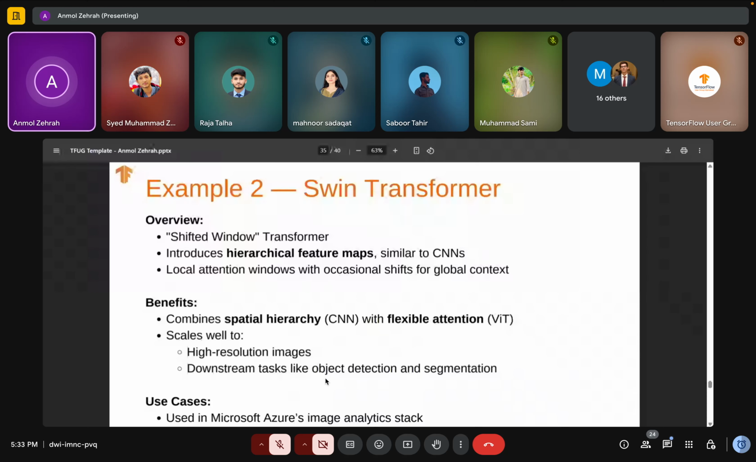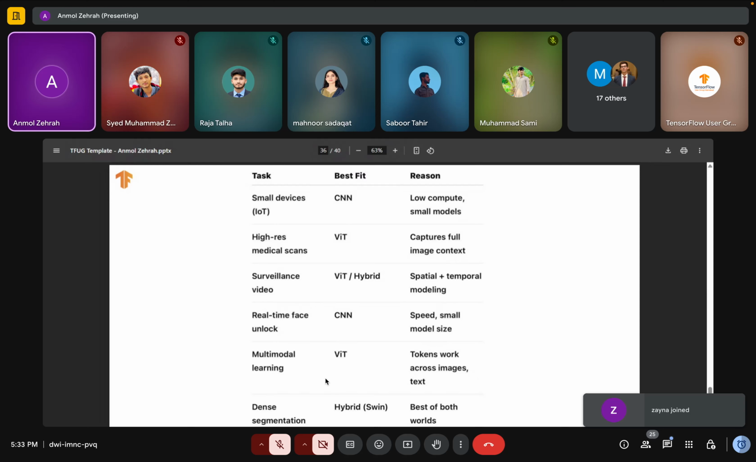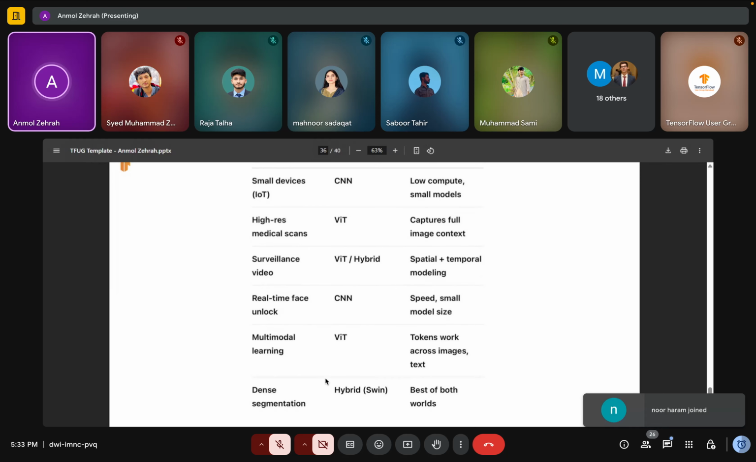Now, a quick look: if we're using small devices, we're going to prefer CNNs. If you're using high resolution medical scans, then we would prefer VITs, because we require the full image context. When we talk about surveillance windows, we might go for a hybrid architecture, because in such a scenario we need both spatial and temporal modeling, right? Then in real time face unlock, we would prefer CNNs, because we need it to be very fast. And if there is very dense segmentation, then we're also going to prefer a hybrid architecture, because, again, best of both worlds.